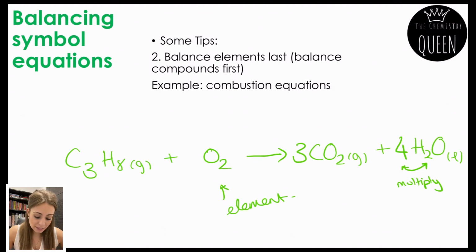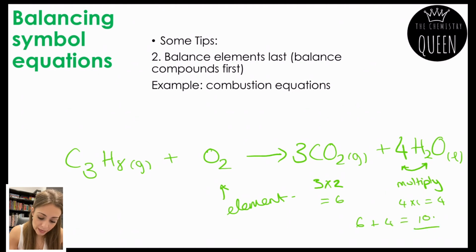So on the right-hand side, in the CO2, I've got 3 times 2, which is 6. And in the H2O, there is no number next to the oxygen, so there's only one of them. So it's essentially 4 times 1, which is 4. So 6 plus 4 gives us 10. So I need to now make sure I've got 10 oxygens on the left-hand side. It's diatomic, it's O2. So I need to put a 5 in front of the oxygen because 5 times 2 gives us 10.